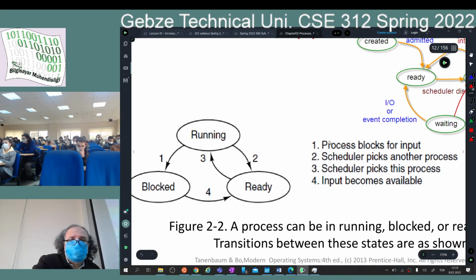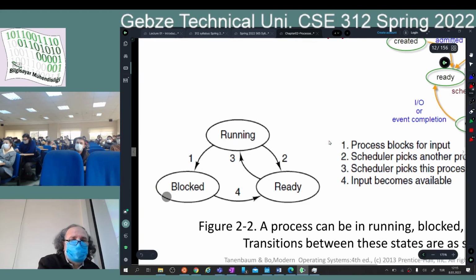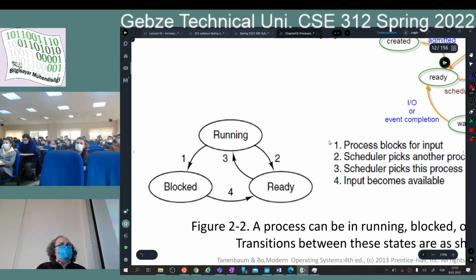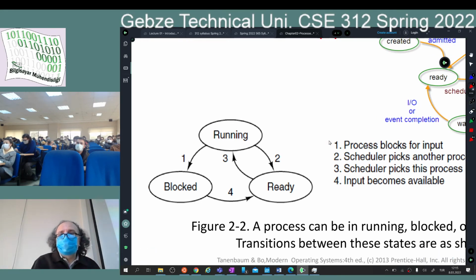Scheduler picks another process. It puts me in the ready queue. And three is scheduler picks this process. Block to ready is input becomes available. So these are really basic states of a process. It is important to understand what's going on.